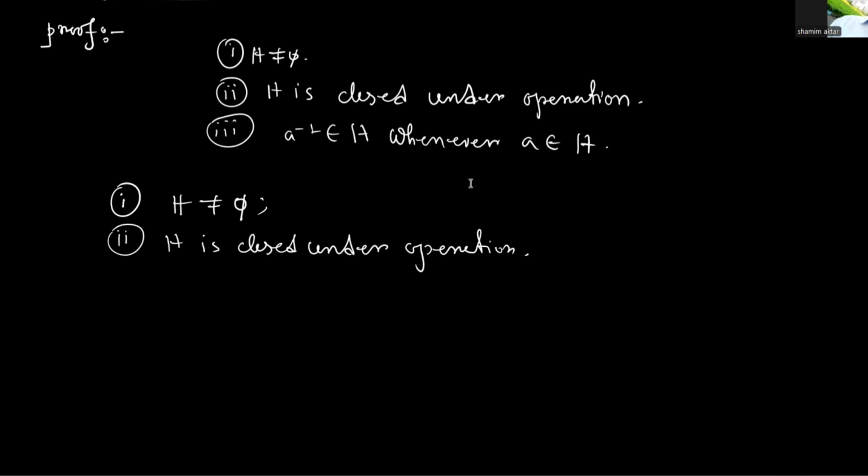So now if a is the identity, the identity inverse is equal to the identity. That is, a inverse equals a. So in this case we are done.